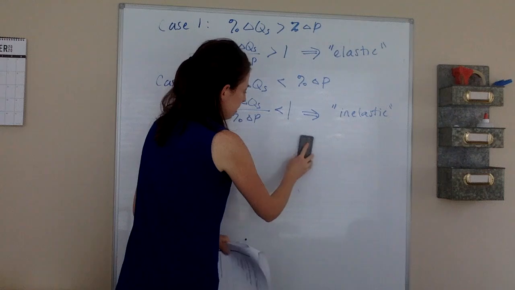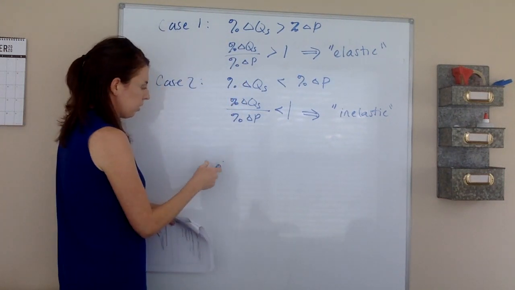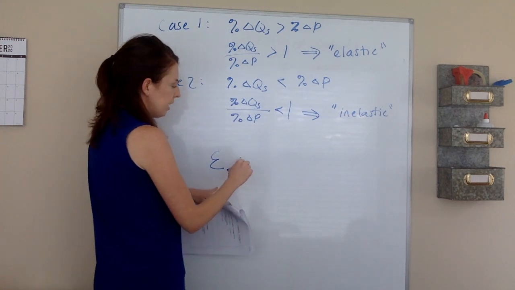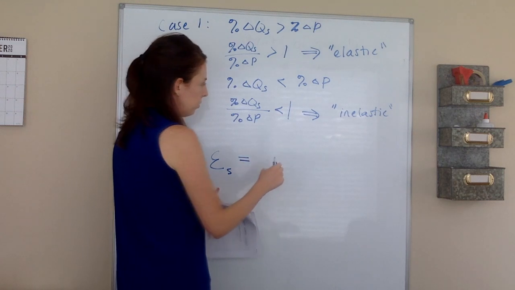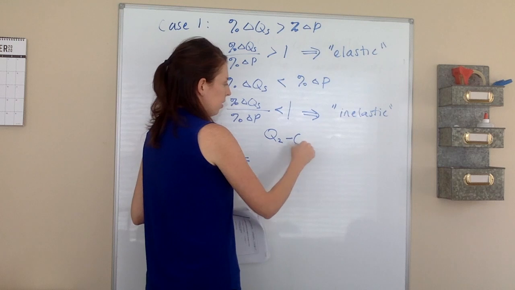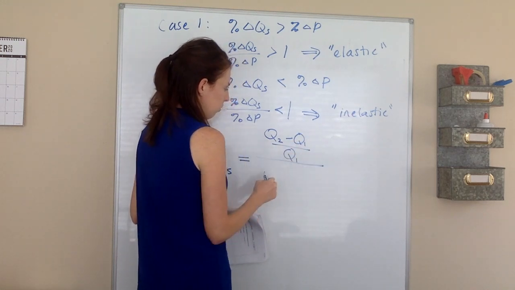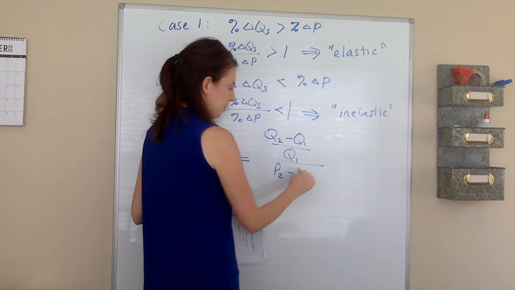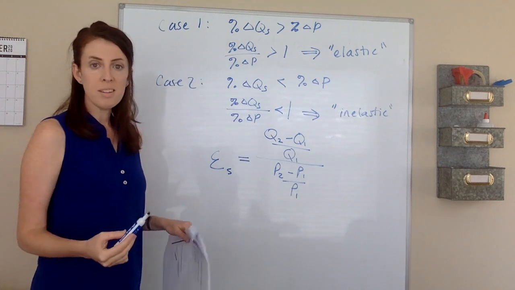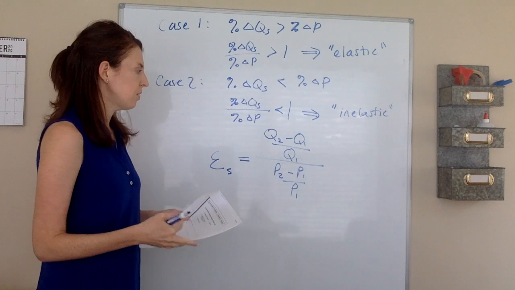Okay, in terms of actually cranking out a number, the equation, so I'm going to call this epsilon subscript S, so elasticity of supply, is going to be equal to the second quantity supplied minus the first quantity supplied over the first quantity supplied, over the second price minus the first price divided by the first price. Okay, note this is identical to the equation we were using when we were calculating price elasticity of demand.